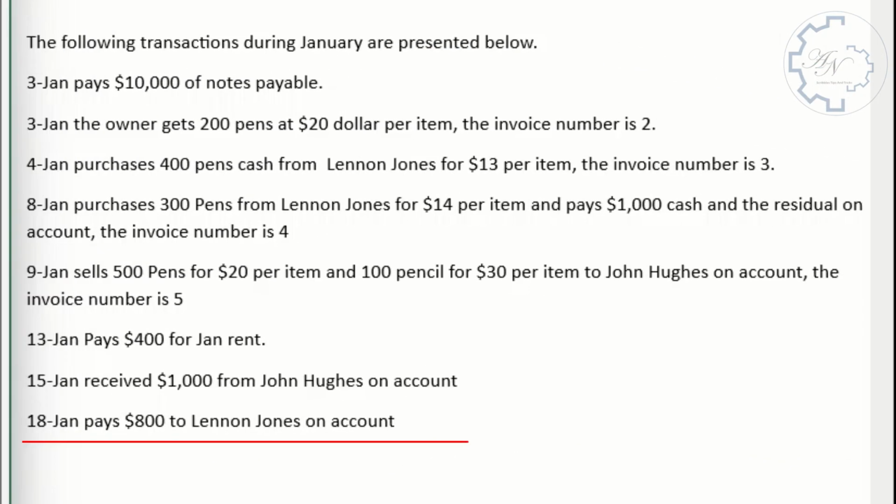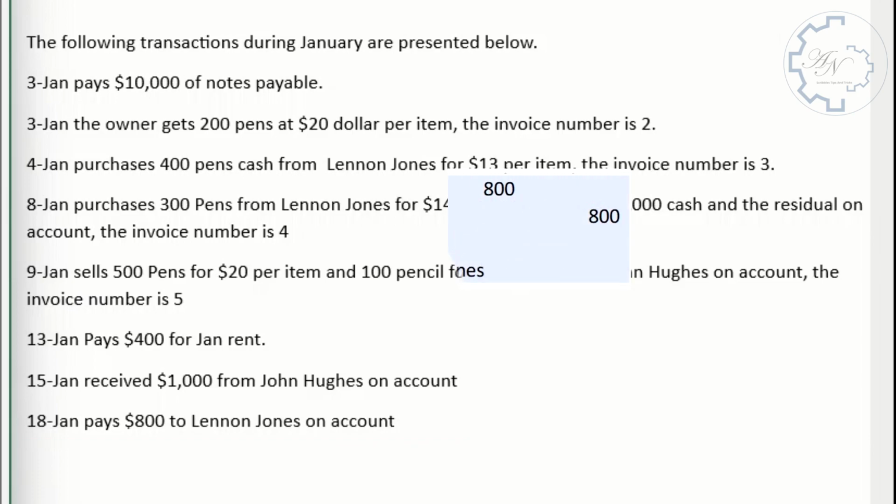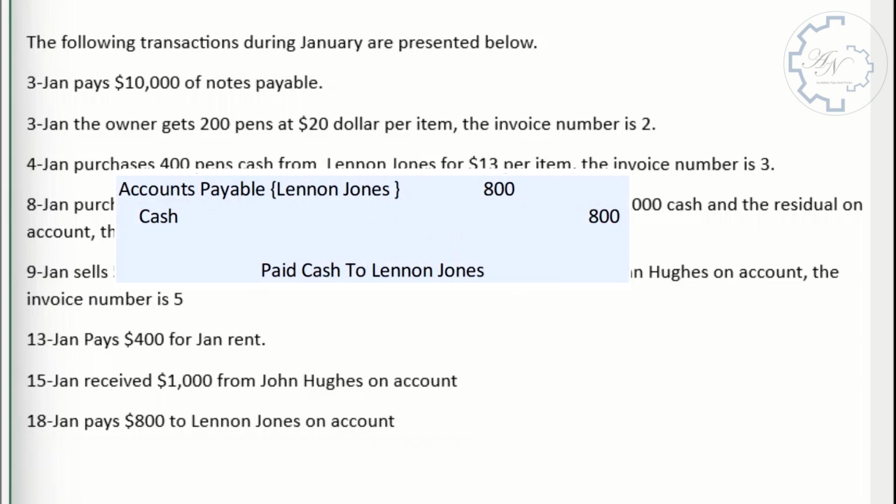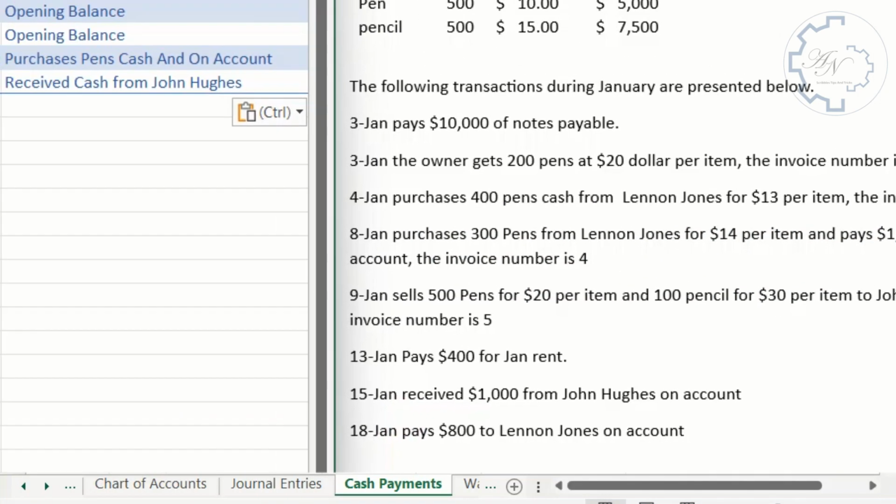On January 18th, pays $800 to Lennon Jones on account. The entry is debit accounts payable, Lennon Jones, credit cash. Also, I will input the entry in the cash payments sheet.